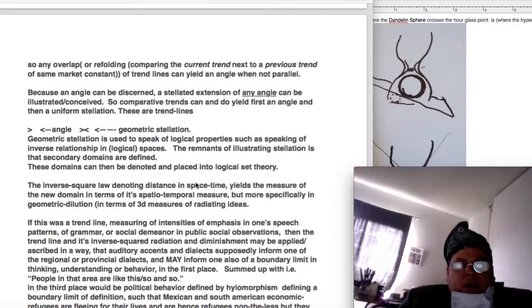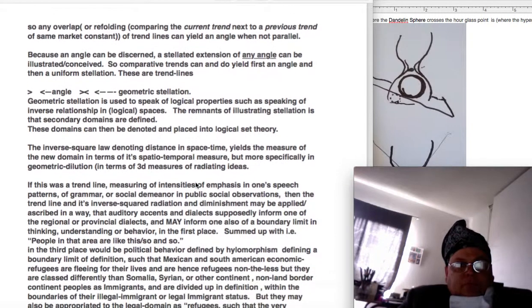So any overlap or refolding comparing the current trend next to a previous trend of the same market constant of trend lines can yield an angle when not parallel. Because an angle can be discerned, a stellated extension of any angle can be illustrated, conceived. So comparative trends can and do yield first an angle and then a uniform stellation. These are trend lines.